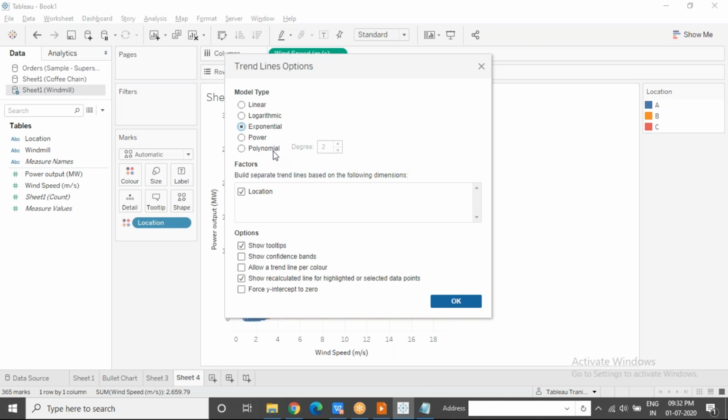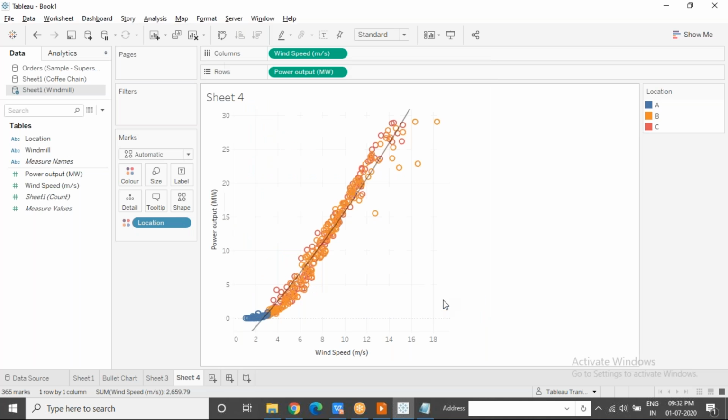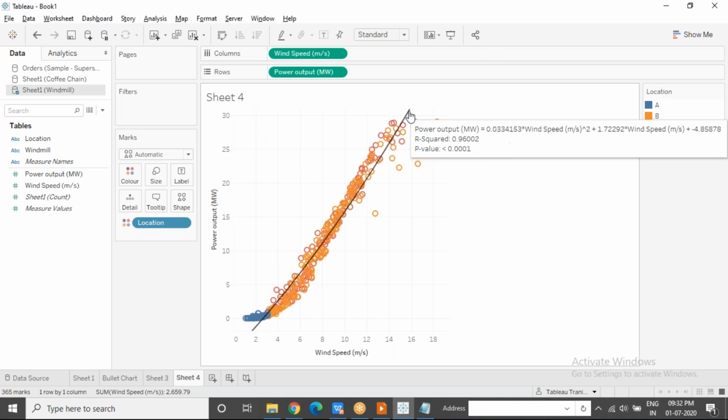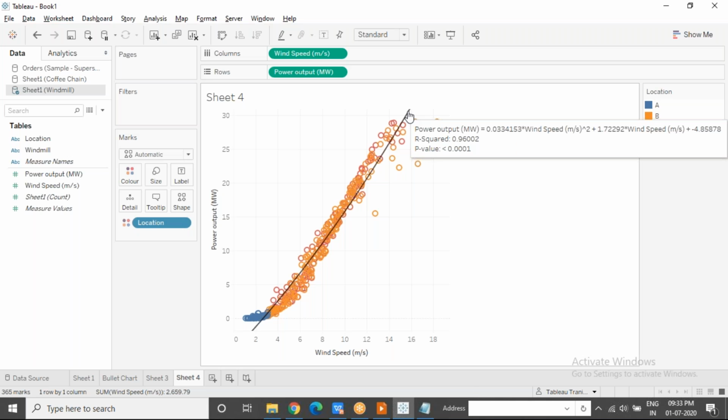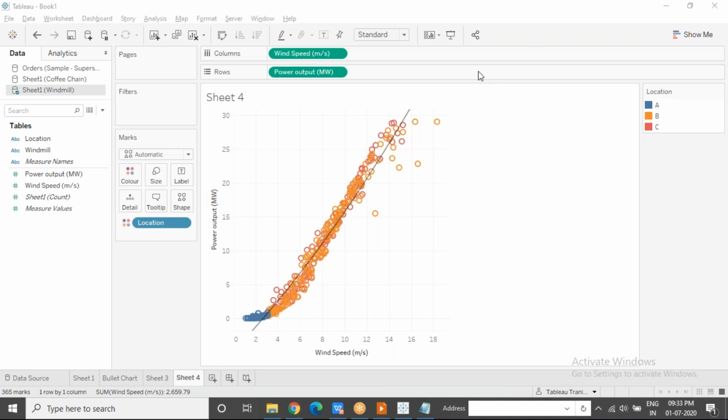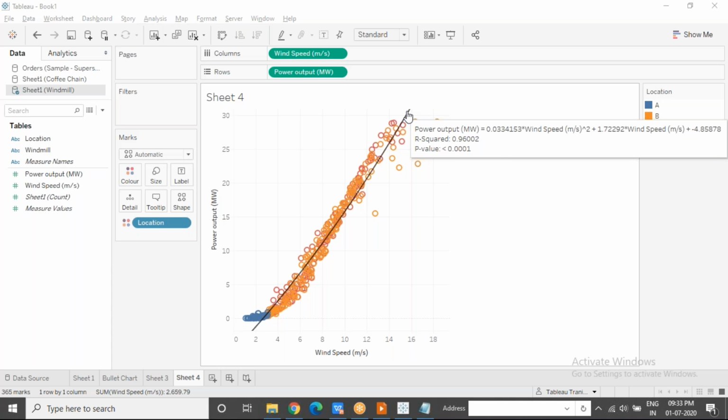Let us try polynomial. Power I will not do here. When I use polynomial, I'm getting 0.96 with a degree of 2. With a degree of 2, you will get a quadratic expression. Actually, it's a polynomial model, right? What you get is a quadratic expression, ax squared plus bx plus c. Again, it depends on the degree of the polynomial.